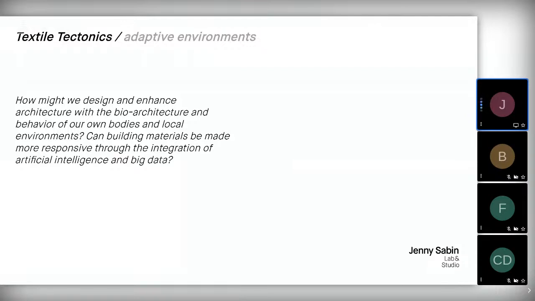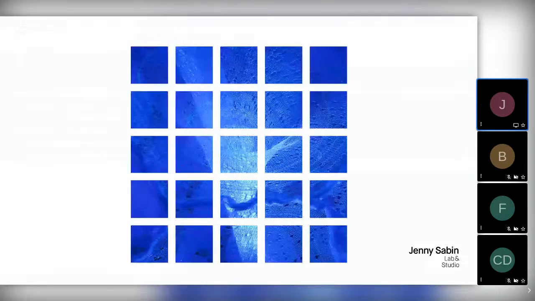And the following question: how might we design and enhance architecture with the bioarchitecture and behavior of our own bodies and local environments? Can building materials be made more responsive through the integration of artificial intelligence and big data? I'll be talking about two projects that have been developed in my practice.